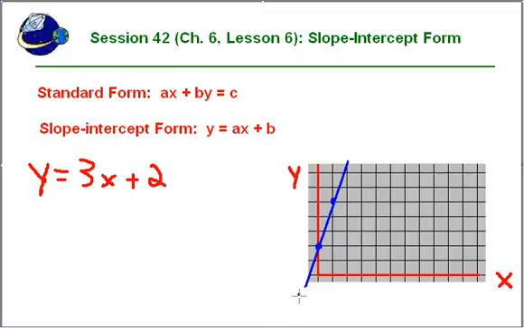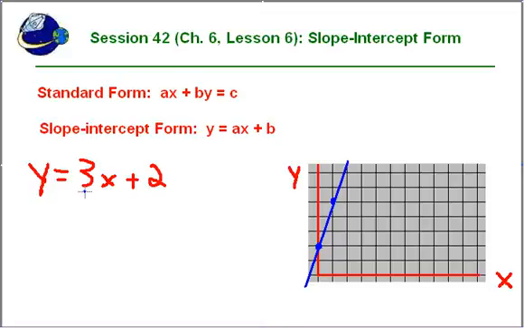But let's for a moment assume that this blue line is not here. If we take a look at this slope-intercept form, what does this plus 2 tell us? It tells us the y-intercept. So I could come down here right away and label my y-intercept right there.